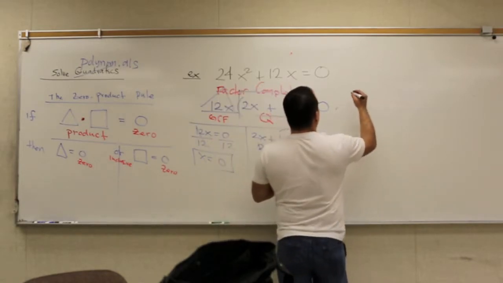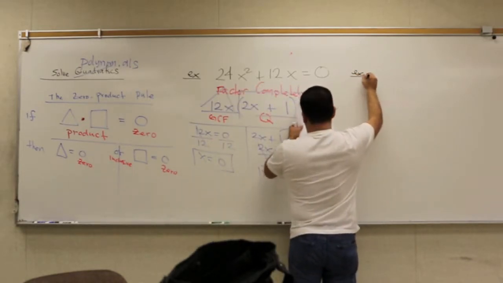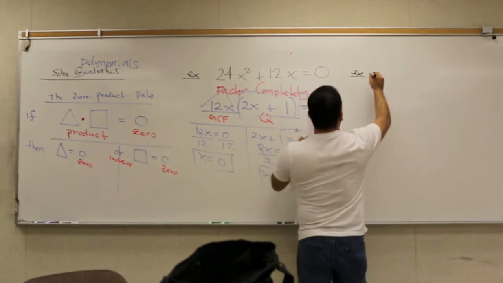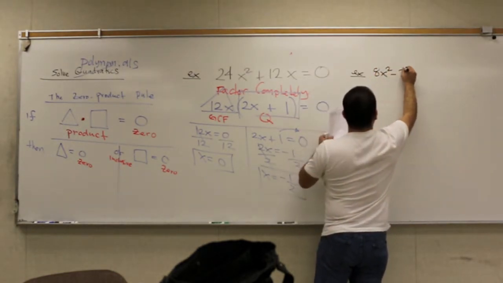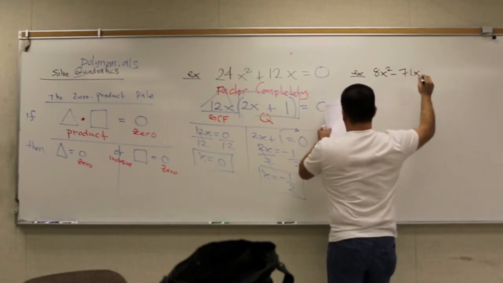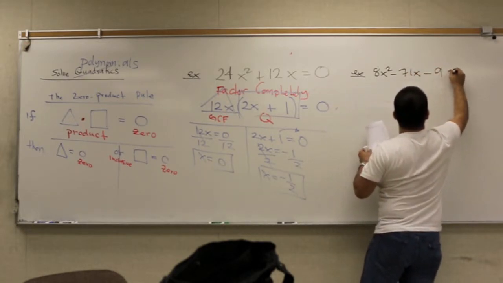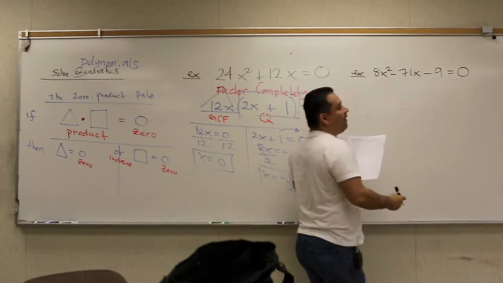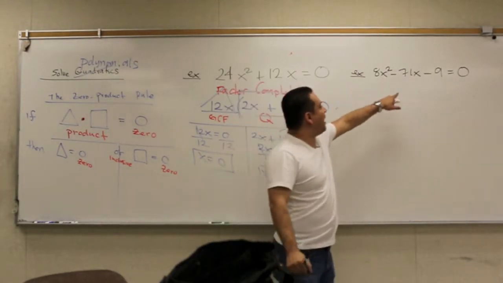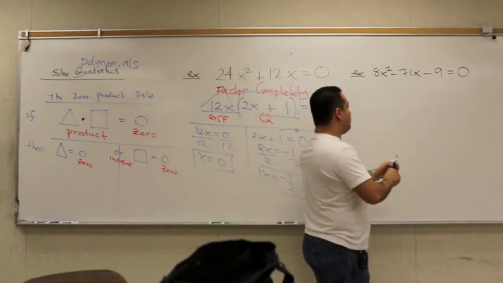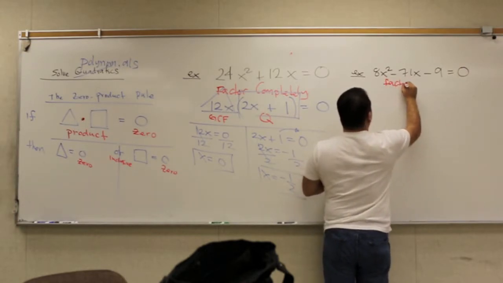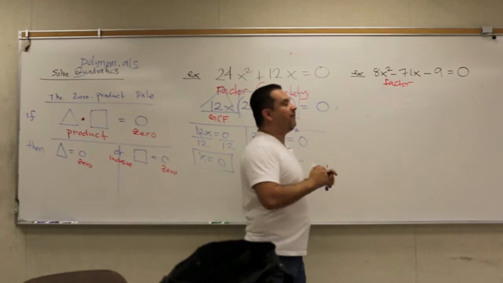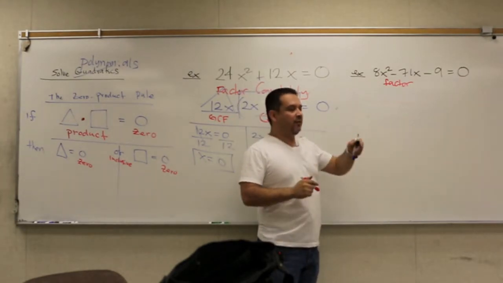Okay, you guys ready for another one? Here we go. Try this. What about 8x squared minus 71x minus 9 is 0? Remember, this is a sum and difference. I have to write it as a product. In other words, I have to factor. And yes, we have to factor completely always. So if I ever write the word factor, it means factor completely.